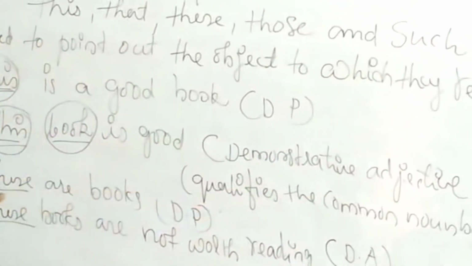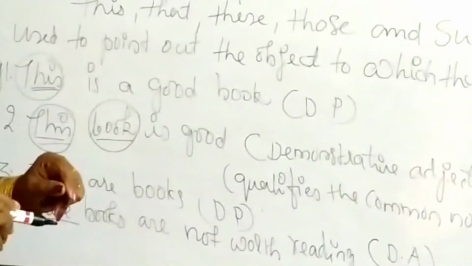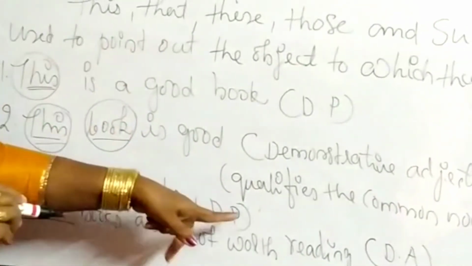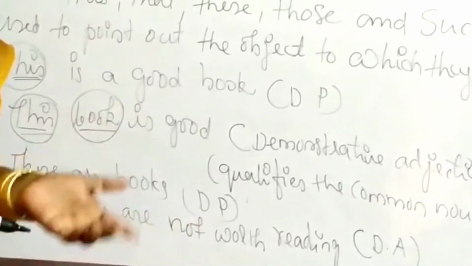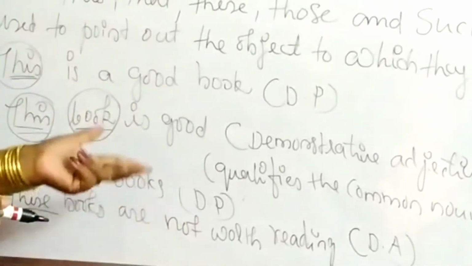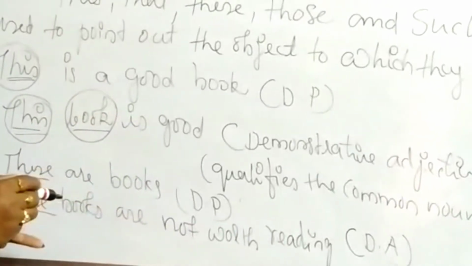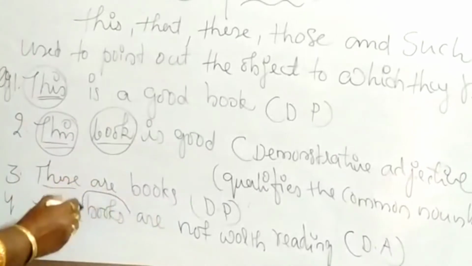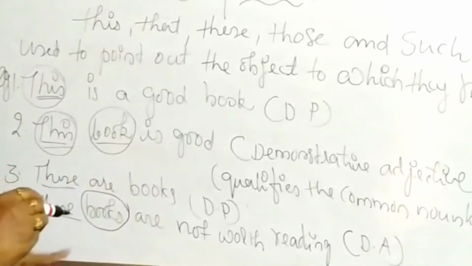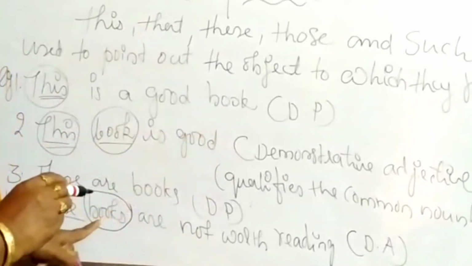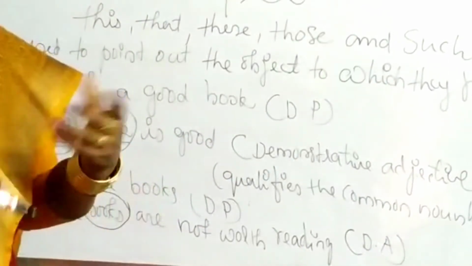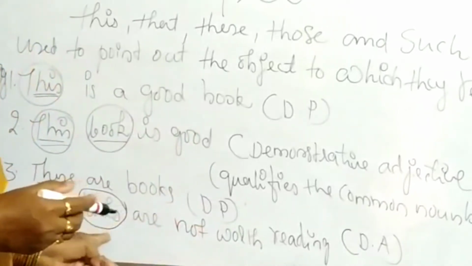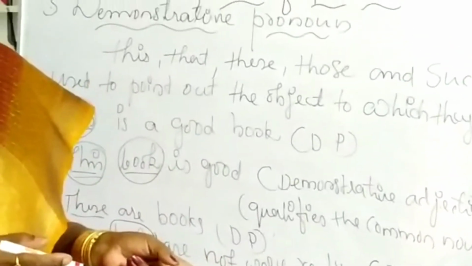Second example, these are books. That is a demonstrative pronoun. Then, these books are not worth reading. Understood the difference? Here these is used to qualify the common noun books, so that is not a demonstrative pronoun. That is a demonstrative adjective. It qualifies the common noun books.